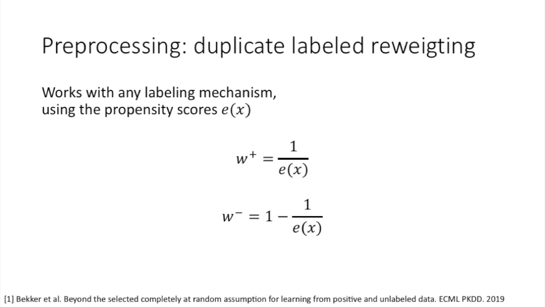This weighting scheme can actually be generalized to work with any labeling mechanism using the propensity scores. It's simply by replacing the label frequency that we used before with the individual propensity score of that example. So the positive weight of a labeled example with feature X will be 1 over the propensity score of that example. And the negative weight of that labeled example will be 1 minus 1 over the propensity score. So it's as simple as that.